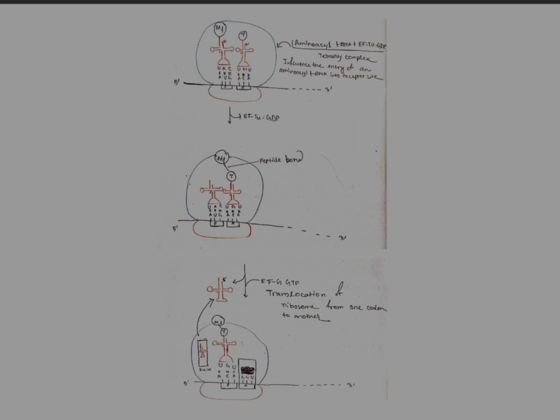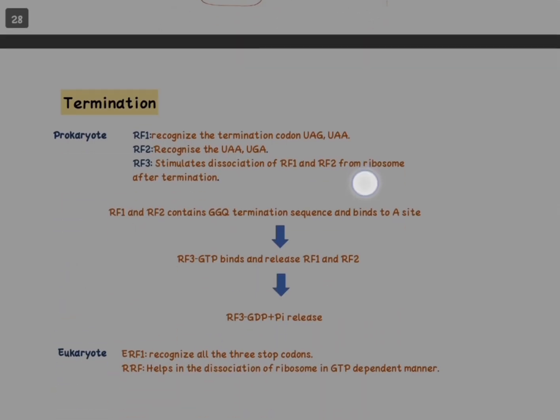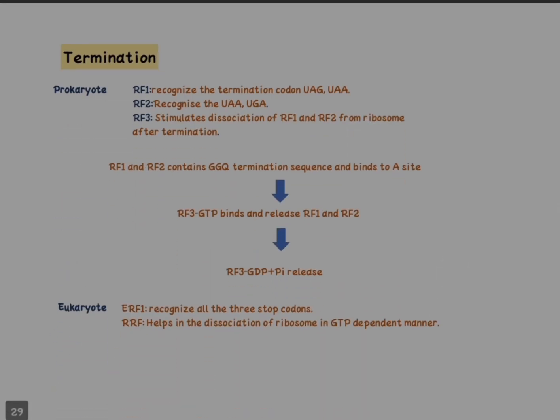We have three stop codons: UGA, UAA and UAG. Until the ribosome reaches one of these stop codons, the elongation process continues. When it reaches the stop codon, in the case of prokaryotes, three factors are involved: RF1, RF2 and RF3, meaning release factor 1, release factor 2 and release factor 3.